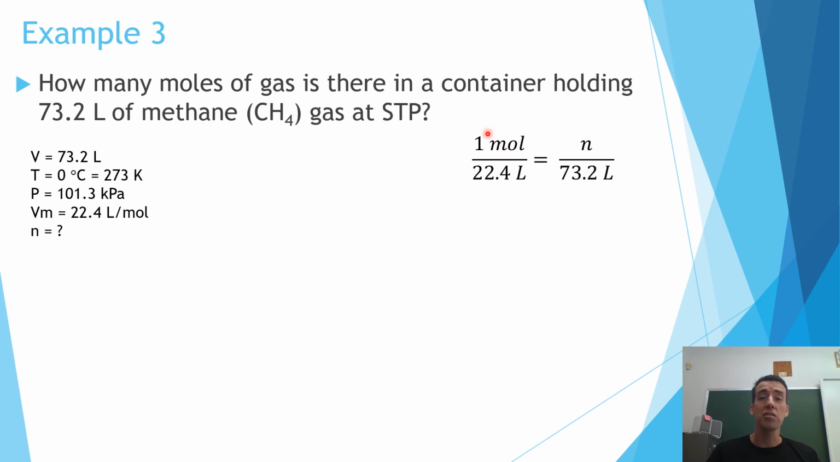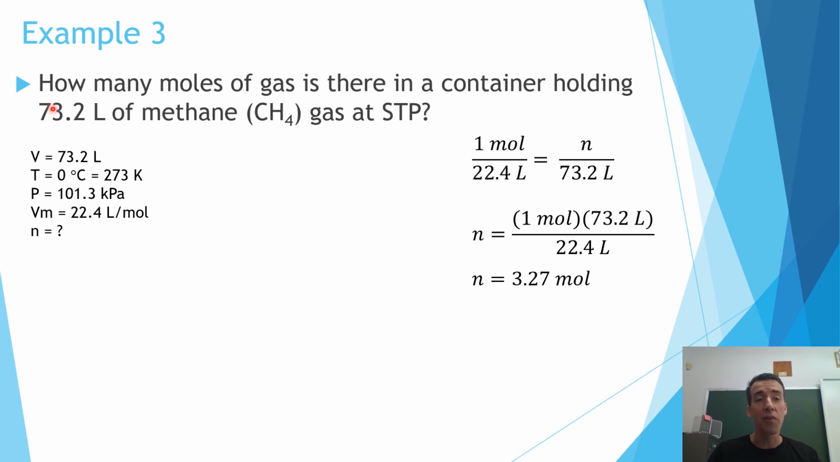If we have 2 fractions, I know that 1 mole is always 22.4 liters, then X moles, and how many moles will be 73.2 liters. So to find my n, I'm going to do 1 mole times 73.2 divided by 22.4. So the number of moles of that gas sample would be 3.27 moles. Like we had predicted, since the volume was greater at STP, it had to be more than 1 mole.